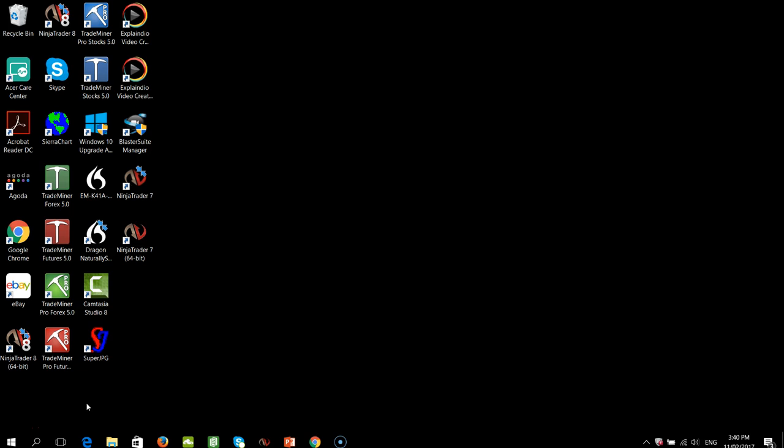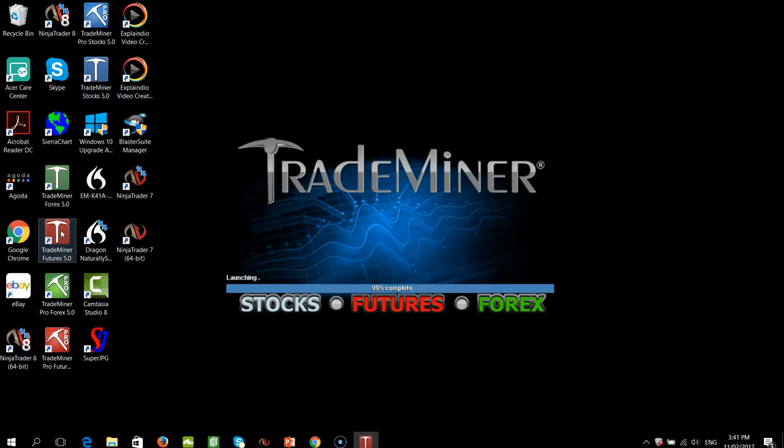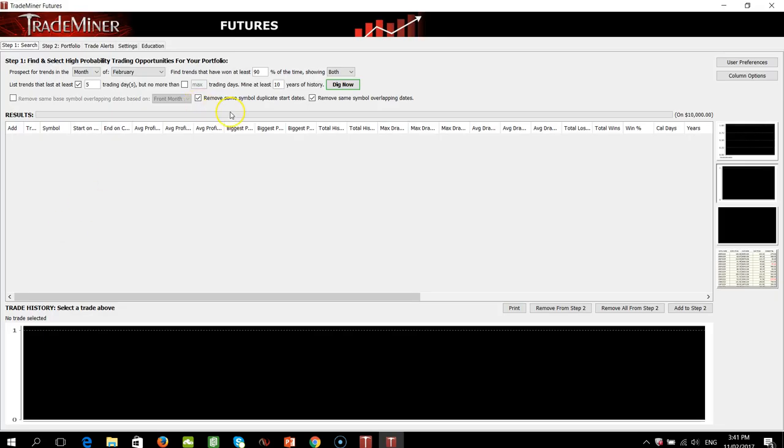So this software, again, it's called Trade Miner, and the reason why I believe they called it miner is because you're really data mining past history of the futures or the Forex pair or the stocks, and it's really easy to use. You can see here on my desktop I've got the Forex version here, the futures version here, the stock version here, and all you do is click on it and it pops right up. Very, very fast to load. Boom. That's how fast it loads.